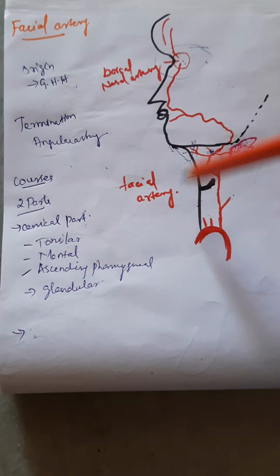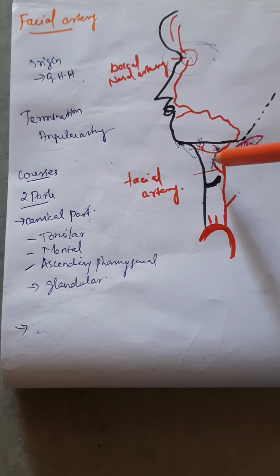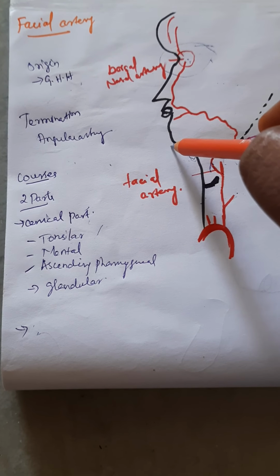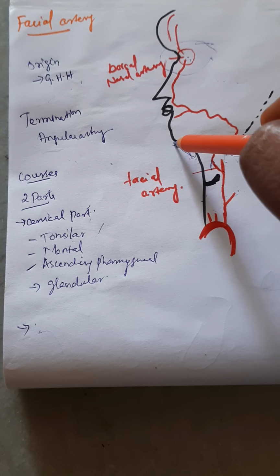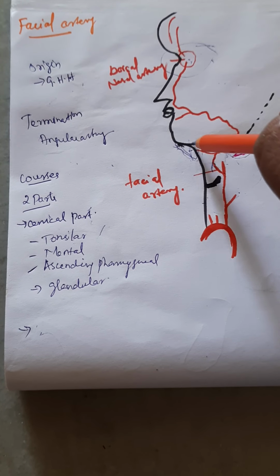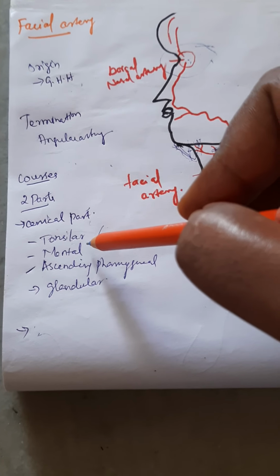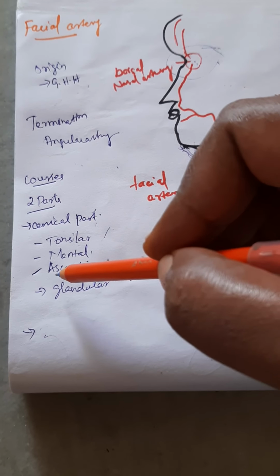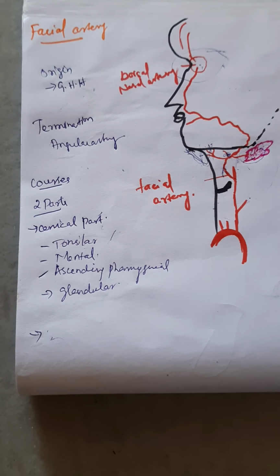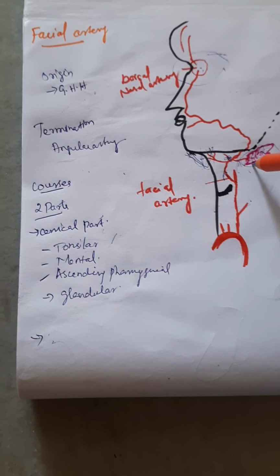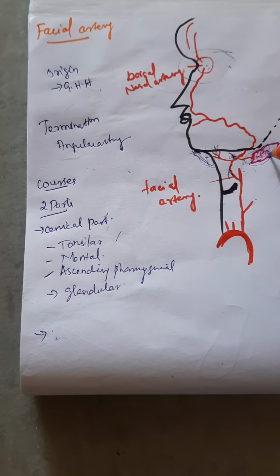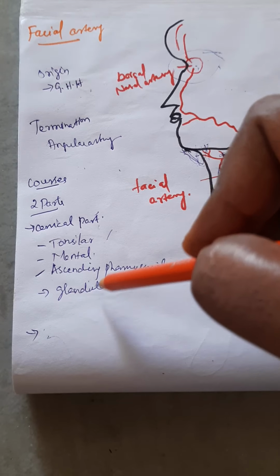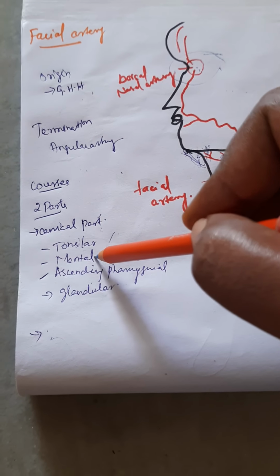In the cervical part, it gives off branches to the tonsillar area, which we call the tonsillar artery. In the midline of the neck, you can see one more triangle, the submental triangle, which is supplied by the submental artery. Then the pharyngeal region is supplied by the ascending pharyngeal artery. Next, the submandibular salivary gland is supplied by the glandular artery. These are the branches from the cervical part of the facial artery.